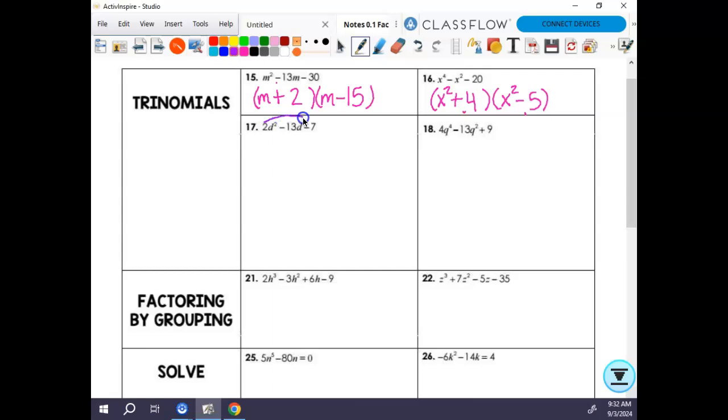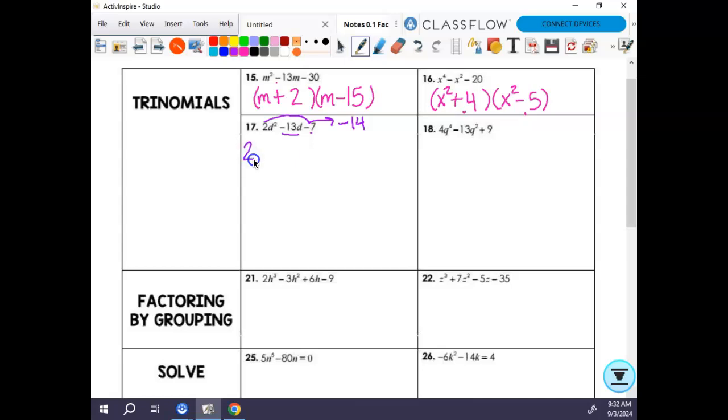All right, so I'm going to multiply 2 times a negative 7. That gives me a negative 14. I need two numbers that multiply to give me a negative 14. Notice I'm ignoring the negative 7 because of that. They need to multiply to give me a negative 14, combine to give me a negative 13. What would they be? Negative 14 and 1.